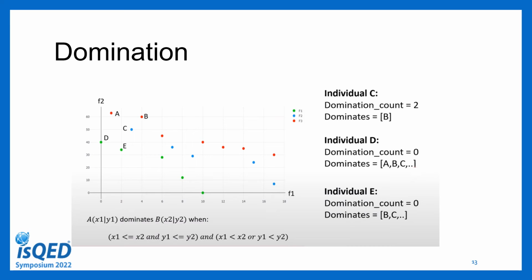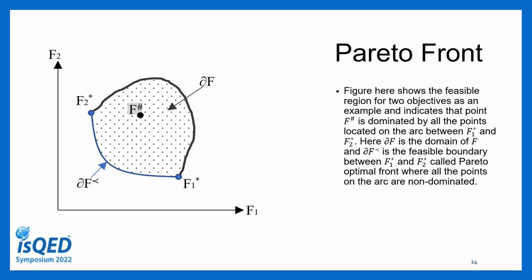As another example, we can consider point E. No other point in this picture will dominate it, because no other point has lower f1 and f2 value than it. But point E will dominate point B and C and other points that have higher f1 and f2 value. No single x would generally minimize every objective at the same time.